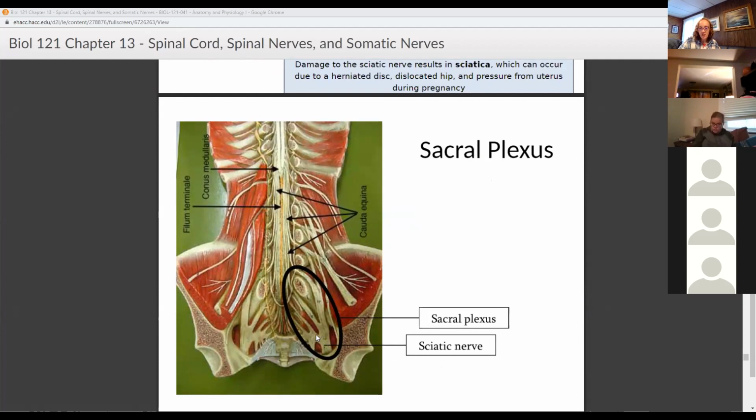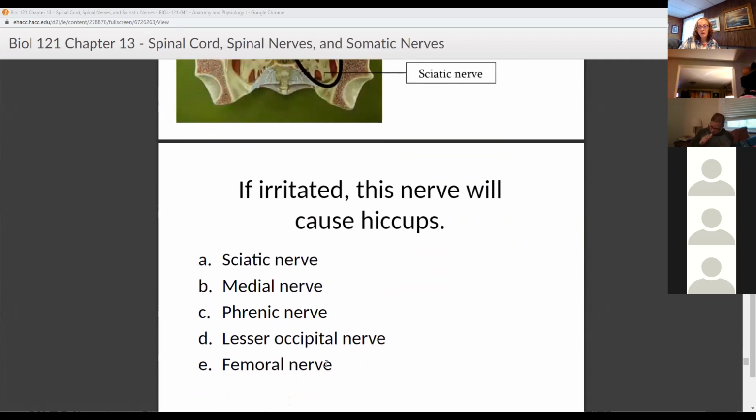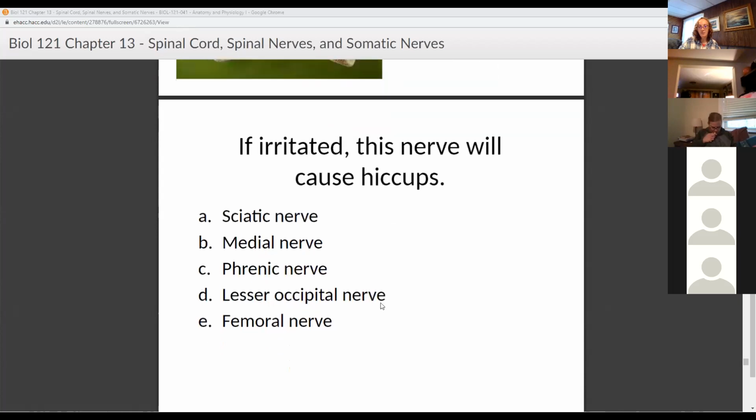So major nerve coming off: sciatic nerve. If irritated, this nerve will cause hiccups. What nerve's involved somewhere up in that area that would cause hiccups? Phrenic nerve? It's the phrenic nerve. Yep.